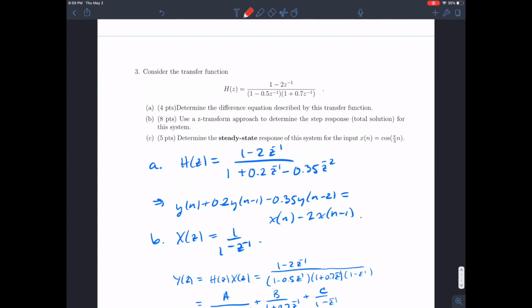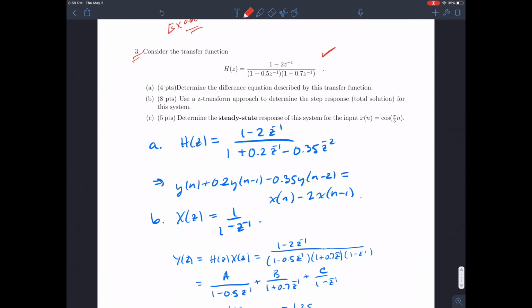Okay, here is a video solution for problem 3 of exam 2. Alright, we're starting with a transfer function, and the first thing we're asked to do is find the difference equation.